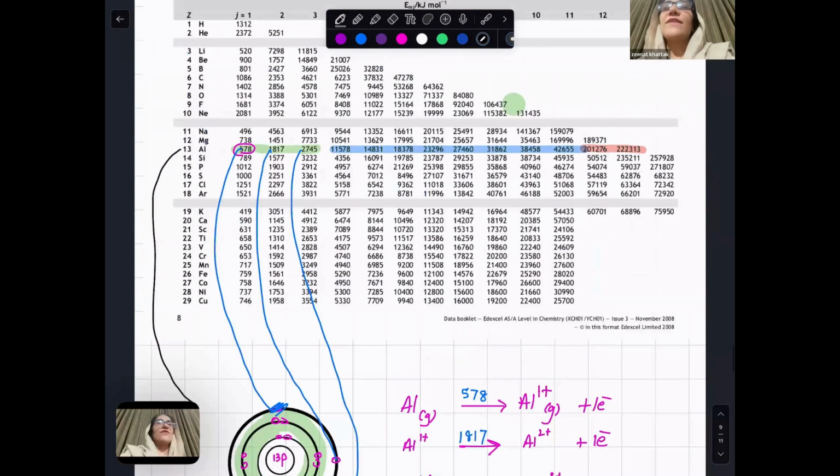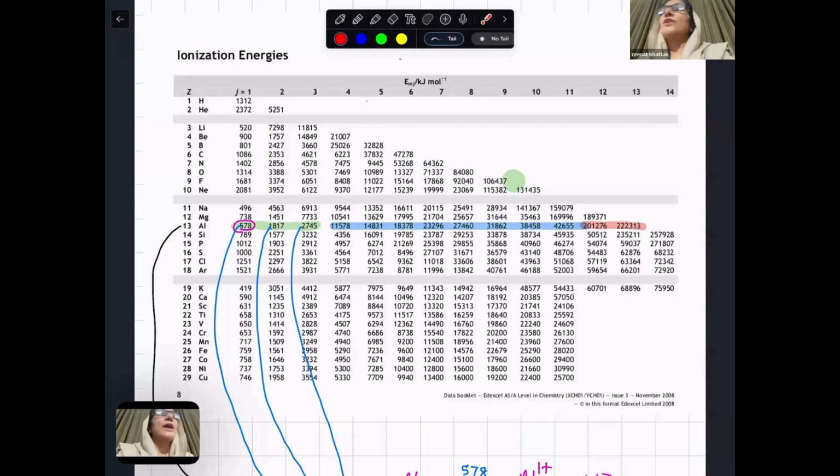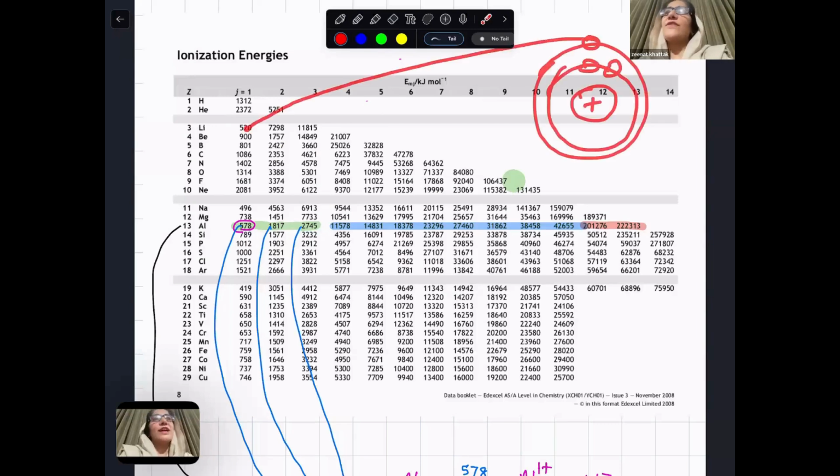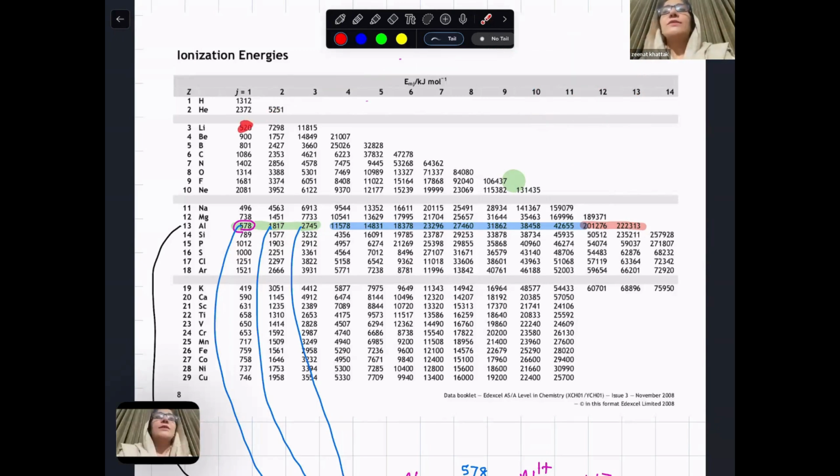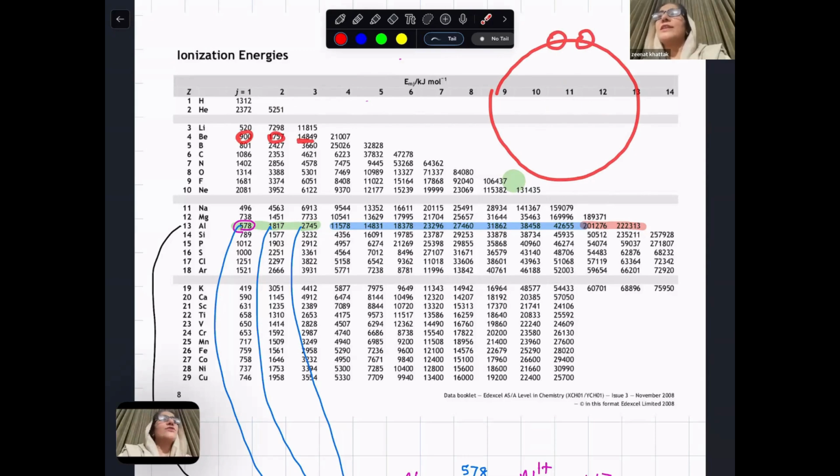After 500 to 7,000. Why? In lithium, there is 1 in the last shell, there are 2 in the second. So first at 500, the second one is at 7,000. From 500 to 7,000. Why? Because the quantum shell changes. Beryllium, 900, 1,700, and 14,000. Why? Because in the outermost there are 2, and the third electron is in the next shell, closer to the nucleus.